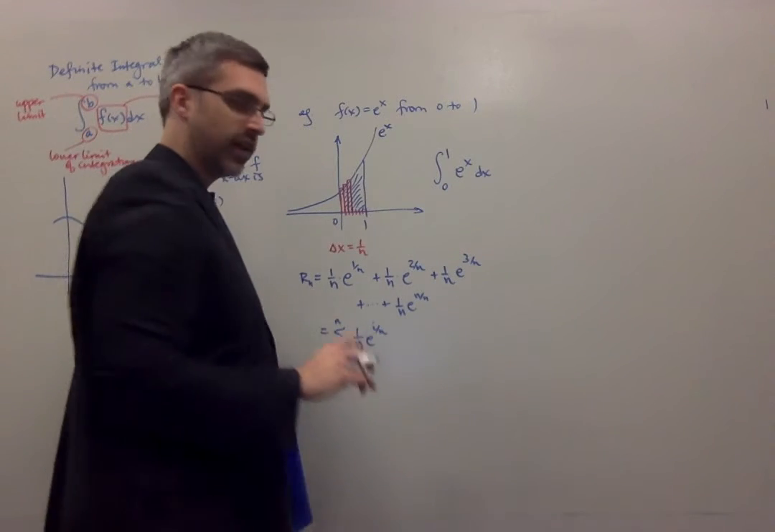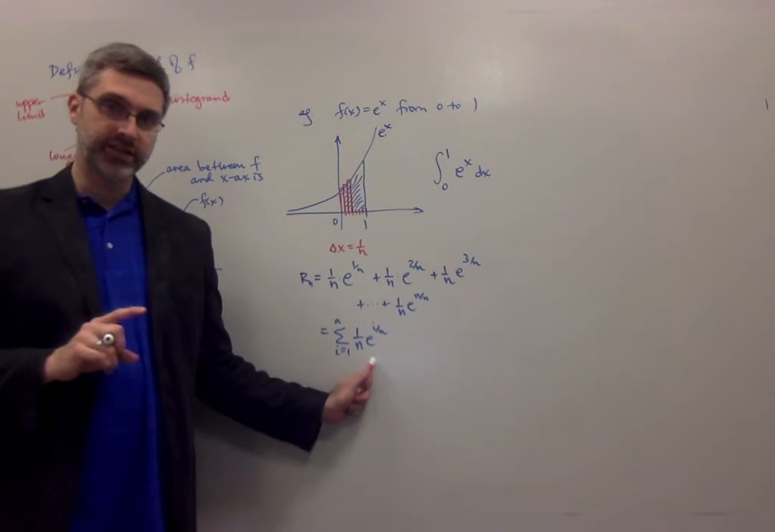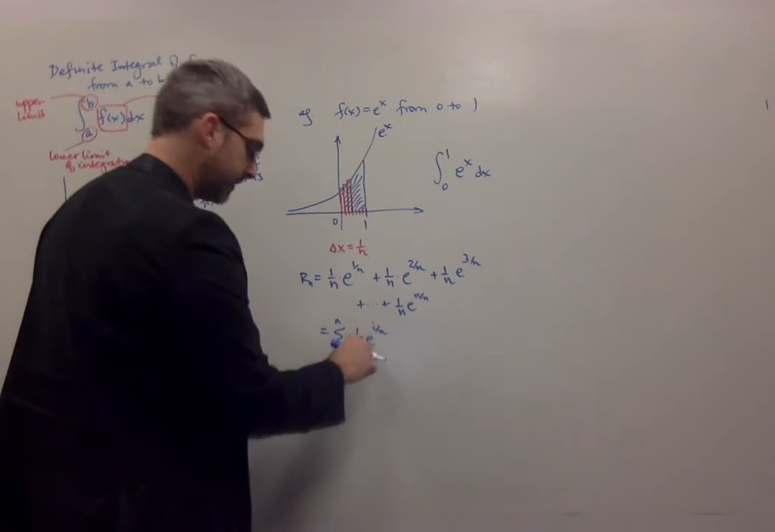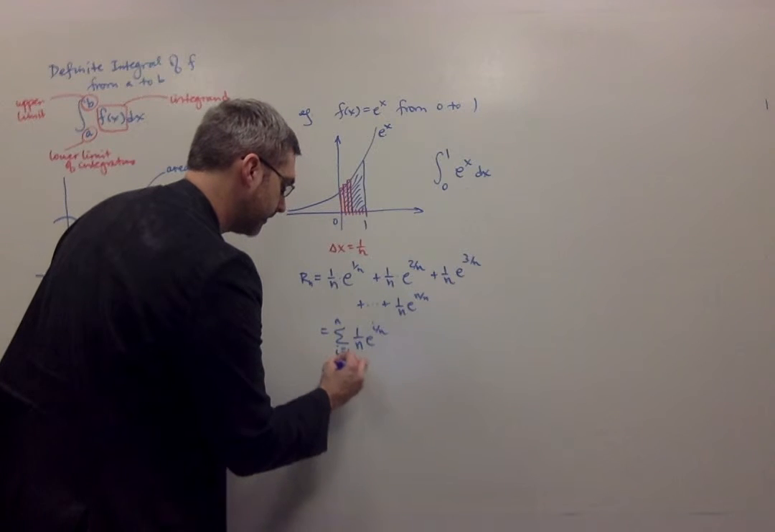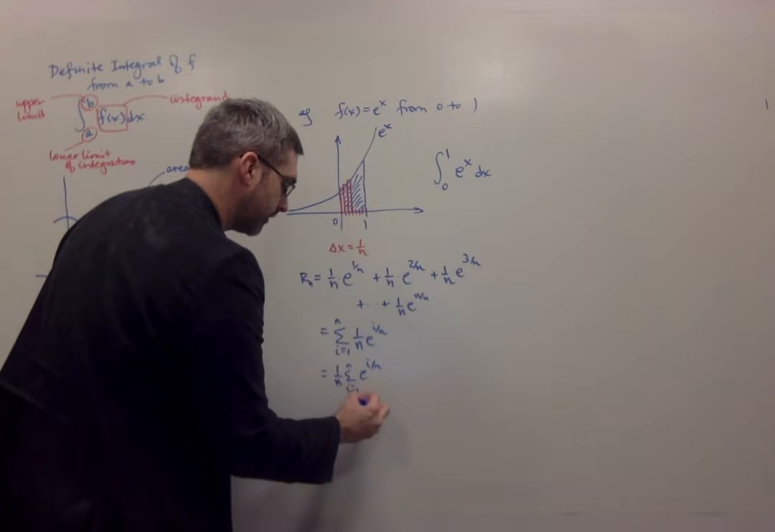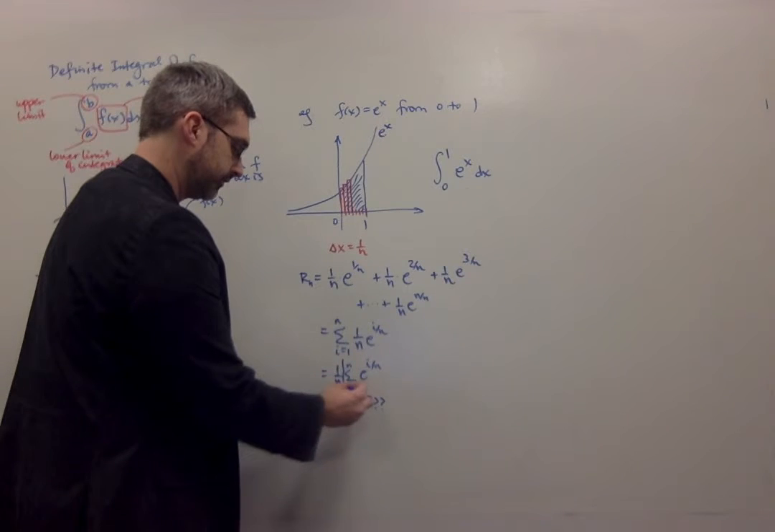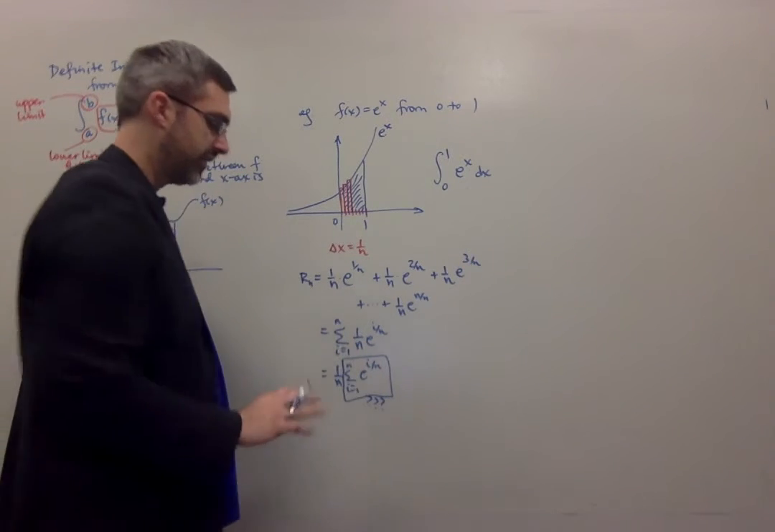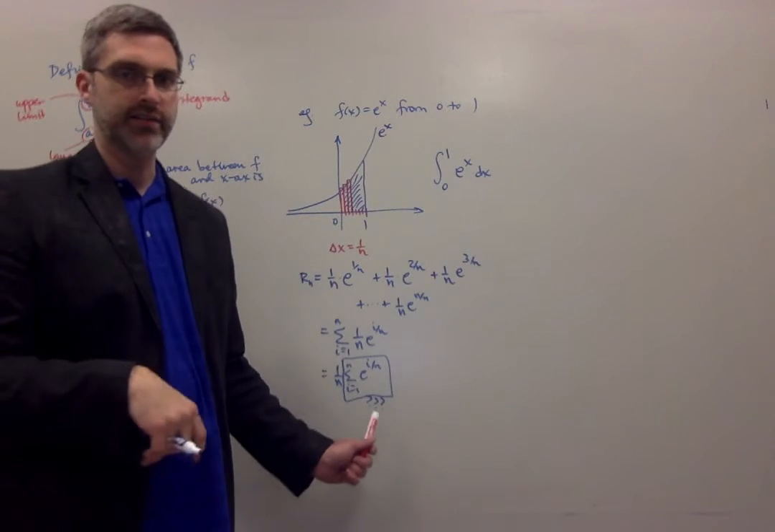Now the problem is that we don't have a nice formula for this. I can pull the constants out, right? 1 over n, anything that's multiplied as a constant, I can pull it out. But this e to the i over n, I do not know a nice formula for that sum right there. We have the sum of i, the sum of i squared, the sum of constants. We do not have a formula for this.